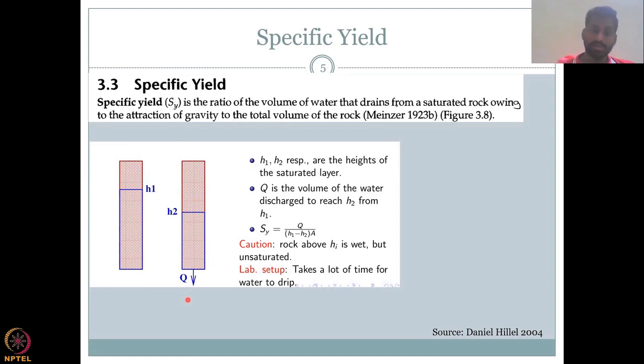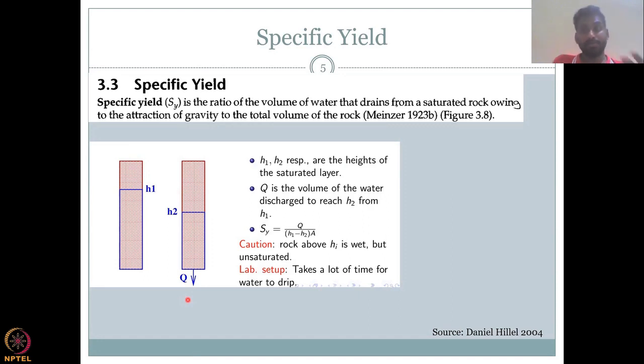You have to understand that this specific yield is only due to gravity. So you have to do it in a lab setup where you take a rock material or a solid soil matrix, you pour water and you wait till the specific yield is reached. It takes a lot of time because gravity acts very slowly. But it is a very important factor.